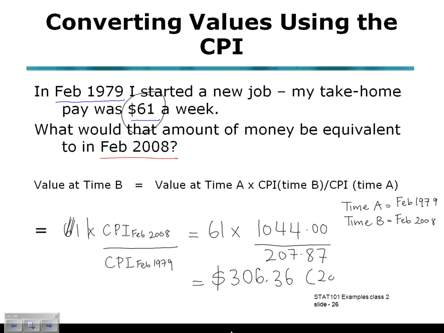$306.36. So my take-home pay of $61 a week in February 1979 would be equivalent to a take-home pay of $306.36 in February 2008. The equivalent amount in February 2008, $306.36. And that is the end of our example 7, using the CPI to make comparisons.